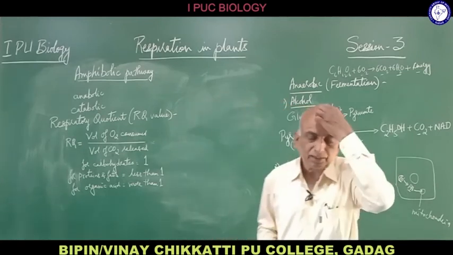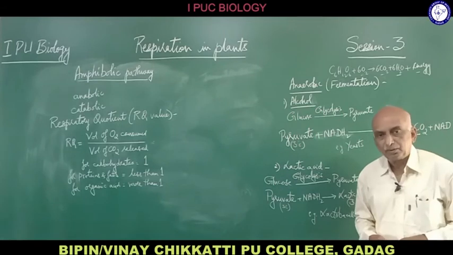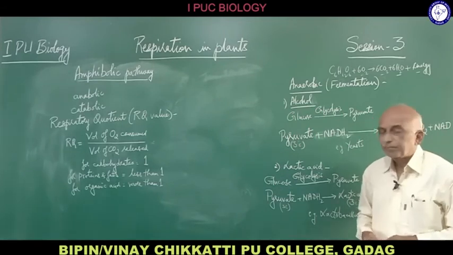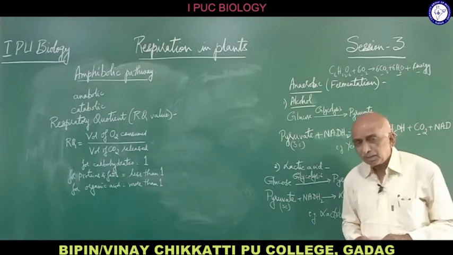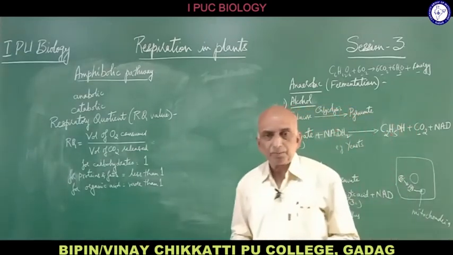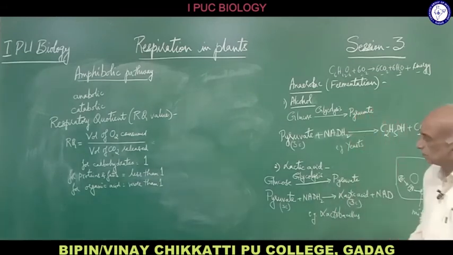Thus, totally we get 36 ATP after the oxidation of glucose. And finally, the electrons combine with half oxygen to form water molecule. That is the terminal oxidation step. So that is how the aerobic respiration takes place.